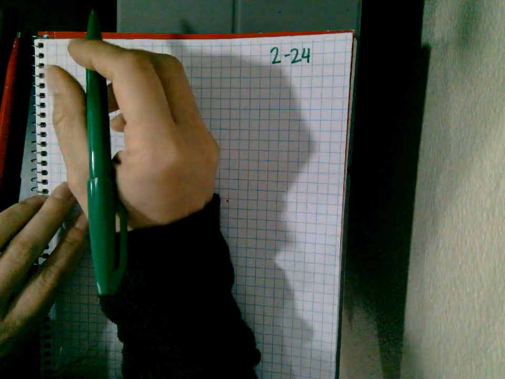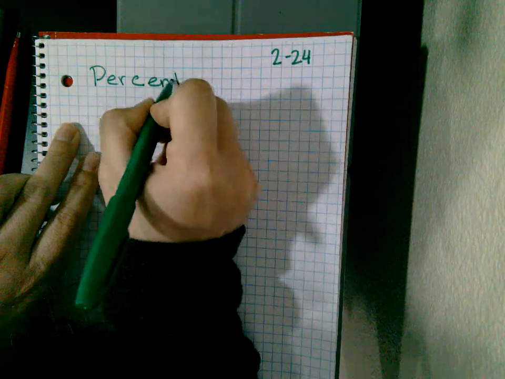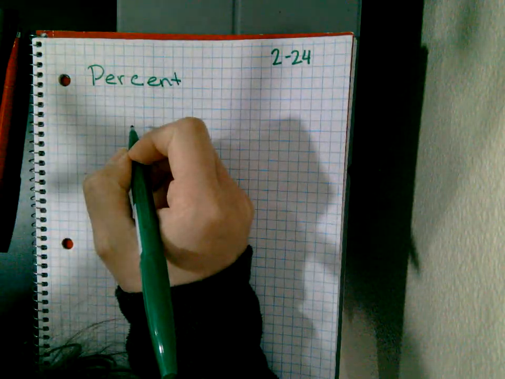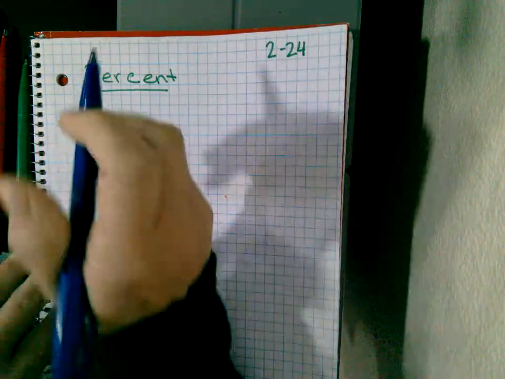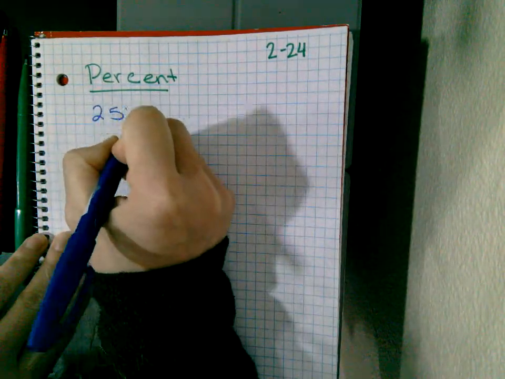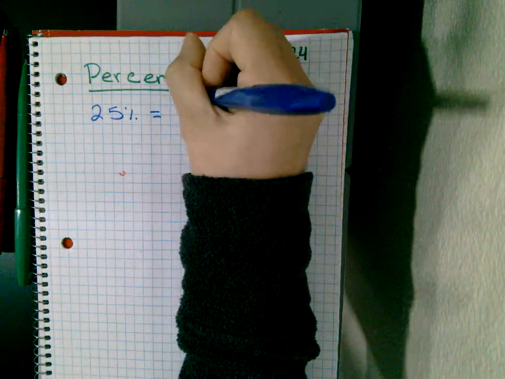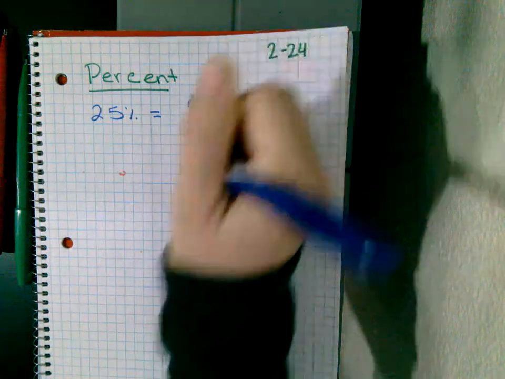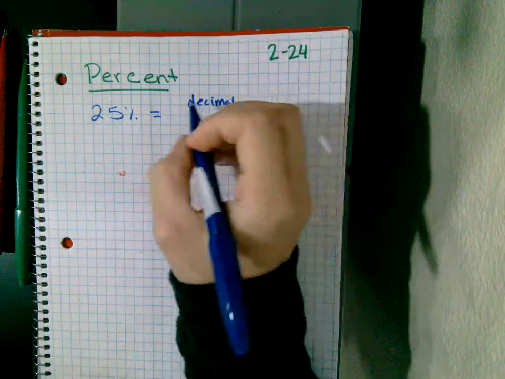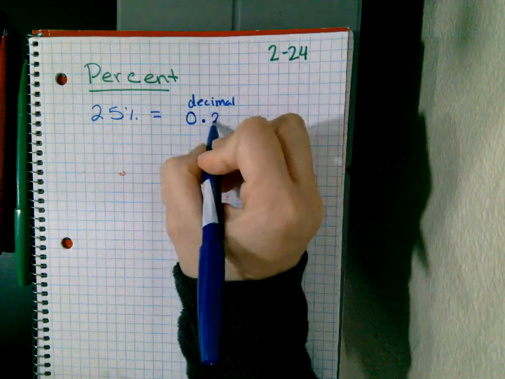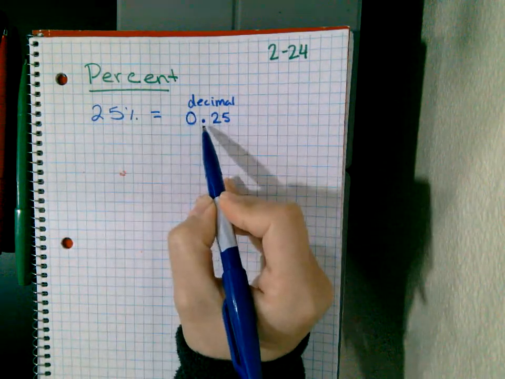All right, first part of the lesson, part 1. We're going to talk about percents real quick. We actually talked about percents back in September, so it's kind of like a little review of percents. Who can tell me 25% is written how as a decimal? 0.25. So 25% is written as 0.25.